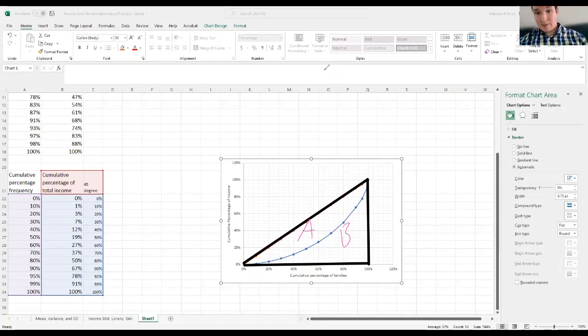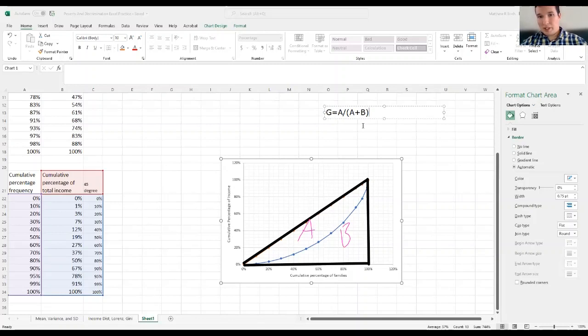A is the area between the 45 degree line and the Lorenz curve. B is the area between the Lorenz curve and the rest of this triangle. And the preliminary Gini is this. Gini is equal to A divided by A plus B.